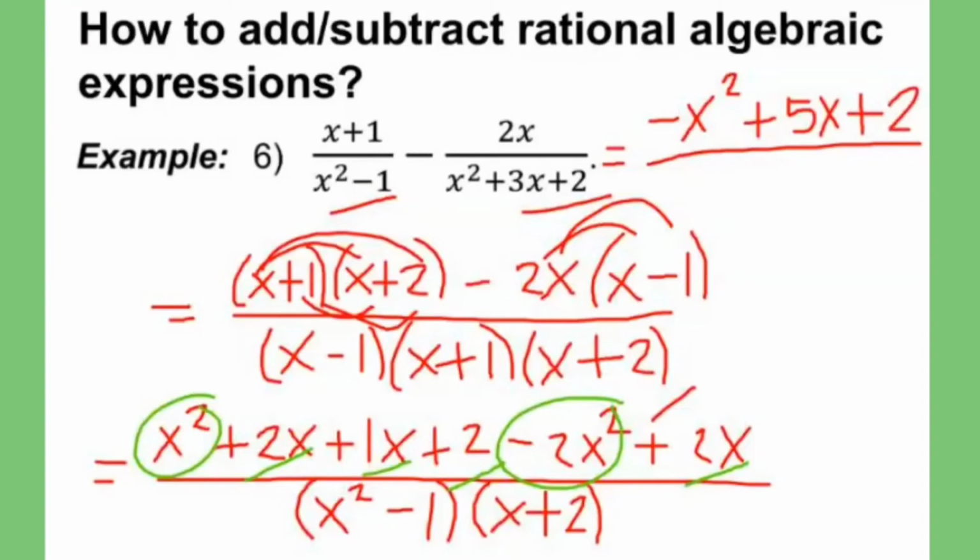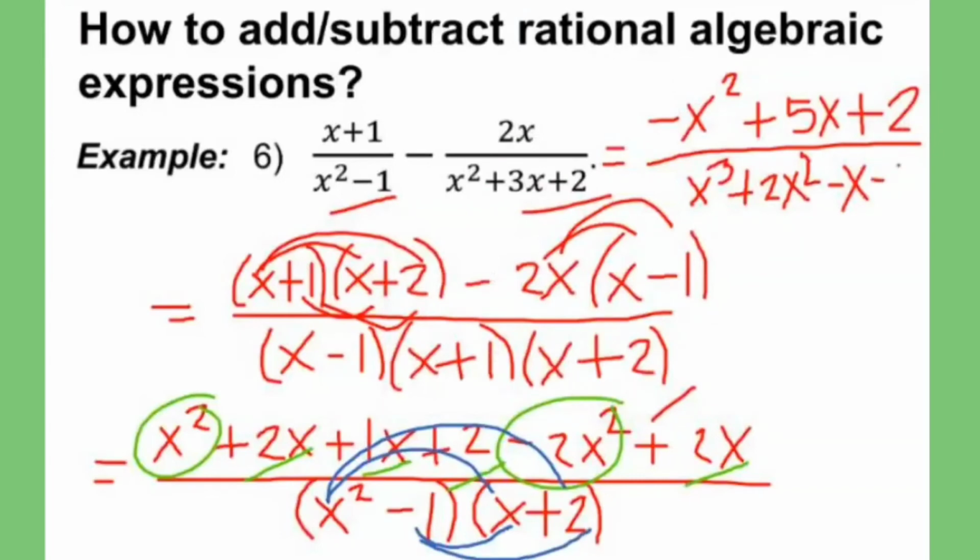For our denominator, we may apply the FOIL method. x squared times x, that's equal to x cubed. x squared times positive 2x, that is equal to positive 2x squared. Negative 1 times x, that is equal to negative x. And negative 1 times positive 2, that is equal to negative 2. And this is already our final answer.